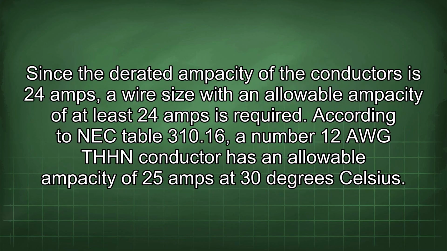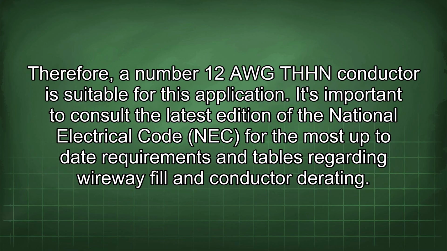Since the derated ampacity of the conductors is 24 amps, a wire size with an allowable ampacity of at least 24 amps is required. According to NEC Table 310.16, a number 12 AWG THHN conductor has an allowable ampacity of 25 amps at 30 degrees Celsius. Therefore, a number 12 AWG THHN conductor is suitable for this application.